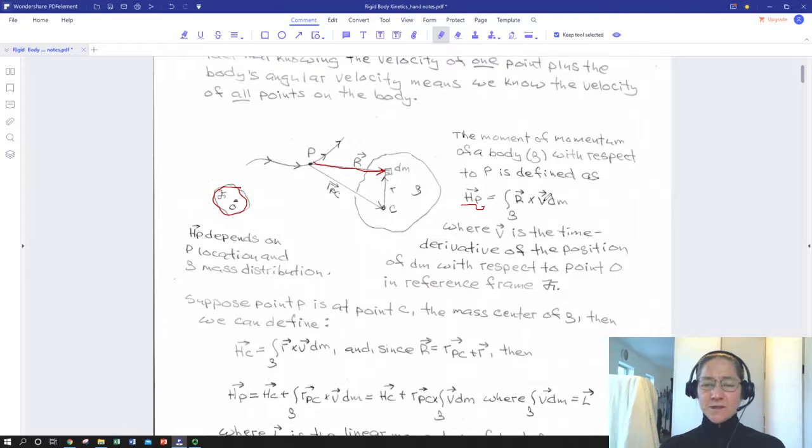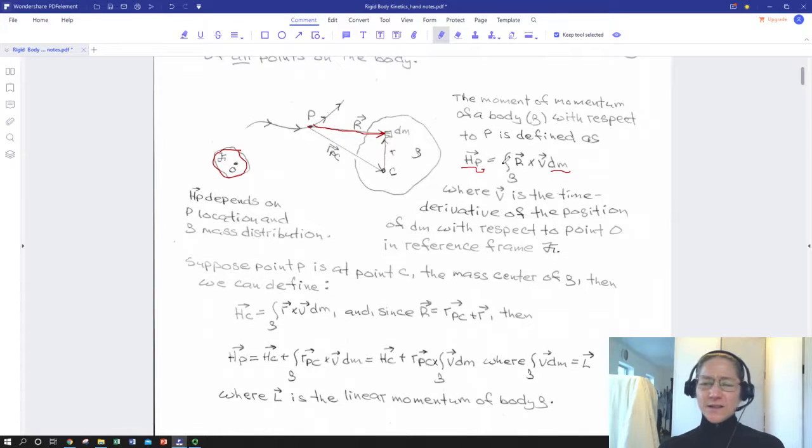So we're basically doing something similar to centroid and things like that. We're taking something that is small enough, the dm, that we can approximate as a particle, and then we're just adding up the effect of all of those particles' angular momentum into the whole body. And again, the r is basically what makes this angular momentum specific to point P, because each of those mass bits is going to be referenced with this radius vector. And this velocity for the mass bit in question is being referenced to our inertial reference frame.